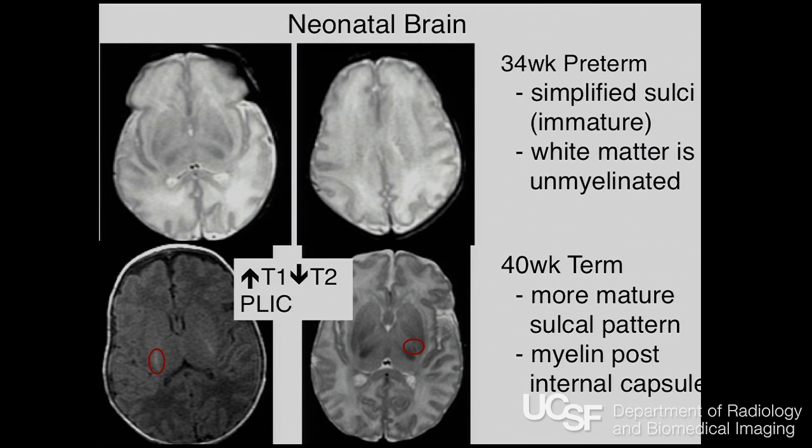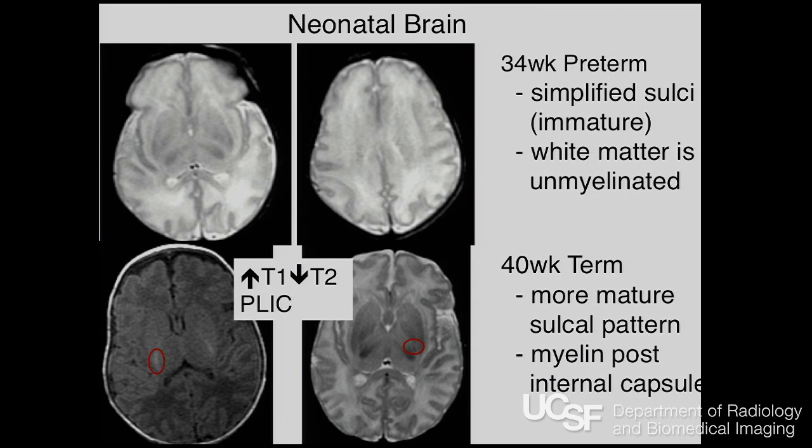So here's an example of just a preterm neonatal brain and a term neonatal brain to show you how the brain is so dynamic, especially younger in age. And you can see if you compare the overall sulcation of the 34-week brain compared to the 40-week brain, you can see that the sulci are much more complex on the lower two images compared to the upper two images, and that's because secondary sulcation has progressed and tertiary sulcation is also starting to occur.